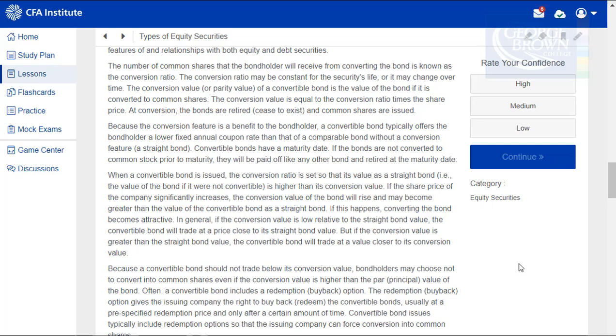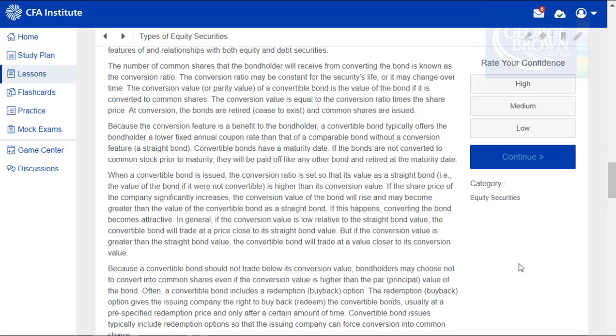Okay, so the conversion value is equal to the conversion ratio times the share price. And this is the important thing to understand: upon conversion, the bonds are retired, they cease to exist, and common shares are issued. It's important to understand that the conversion feature is a benefit to the bondholder, and because the conversion feature is a benefit, a convertible bond typically offers the bondholder a lower fixed annual coupon rate than that of a comparable bond without a conversion feature, which we call a straight bond. And of course, convertible bonds have a maturity date. If the bonds are not converted to common stock prior to maturity, they'll be paid off like any other bond.